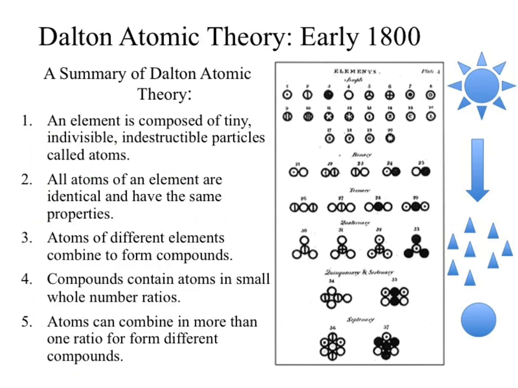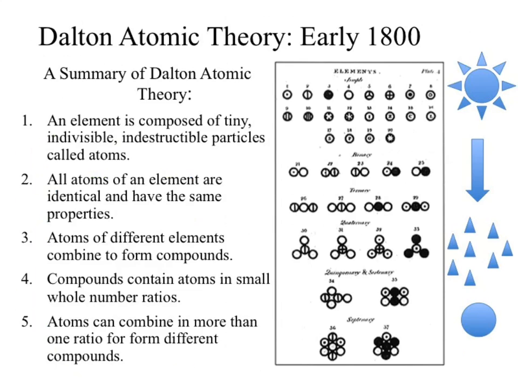Summary of our theory. So the first thing he said is that elements are composed of tiny indivisible, that word, indestructible particles called atoms. Okay, so he said everything was made up of an atom, and that was as small as we could get. Is that true? No. But remember, this is the early 1800s, right around the turn of the century. So that's a pretty big thing to say, that everything's made up of the same individual pieces. We're just changing their arrangement.